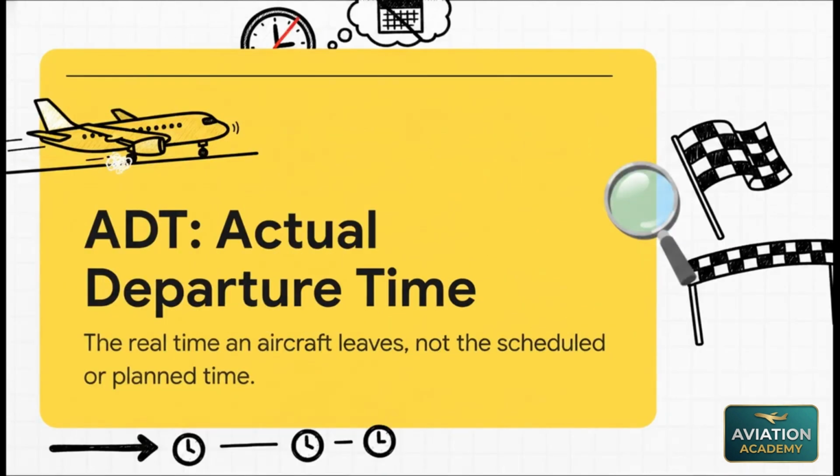Next up is ADT, or actual departure time. And let me be really clear here. This is not the time on your ticket. This is the exact real-world moment the aircraft is off blocks and actually starts moving away from the gate. It's the moment of truth in the operational timeline.